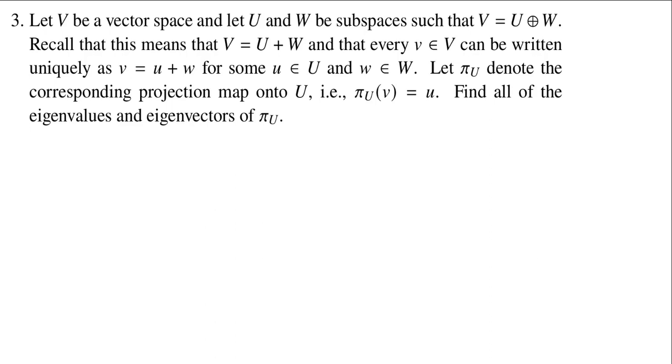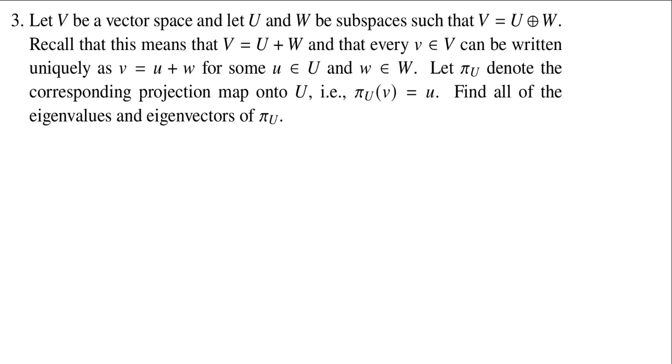So we recall this means V is the sum of U and W. So everything in V can be written as something in U plus something in W. But the directness of it means that this can be done in a unique way. So once I give you a little v in V, there's a unique u in U and a unique w in W such that v equals little u plus little w.